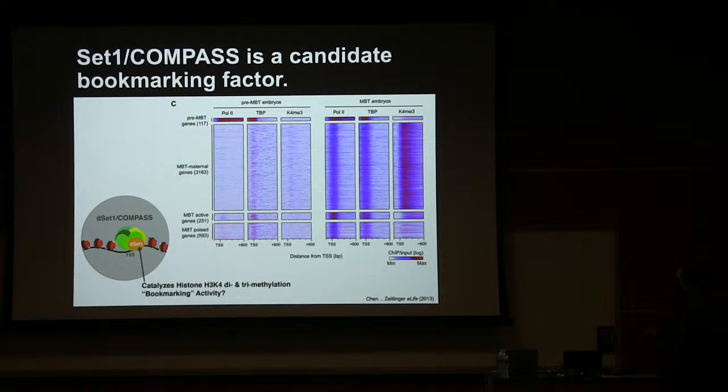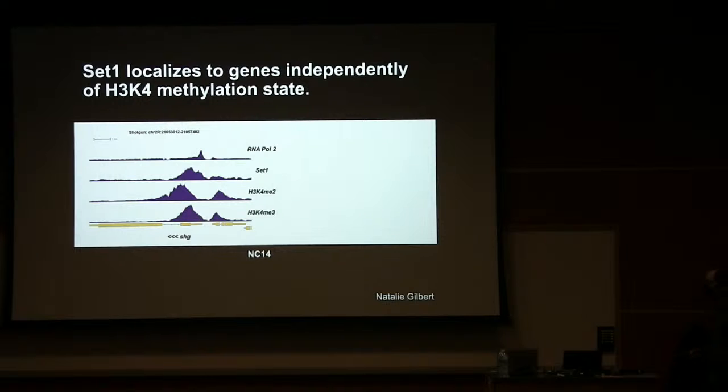So we decided to have a look and see what's going on with Set1. We've managed to introduce a GFP tag to Set1 and to use that to study its distribution, both genomically as well as by microscopy. If we do ChIP-seq for Set1, what we find is that it is basically present at any gene that is transcribed, which is a good thing, perhaps not surprising.